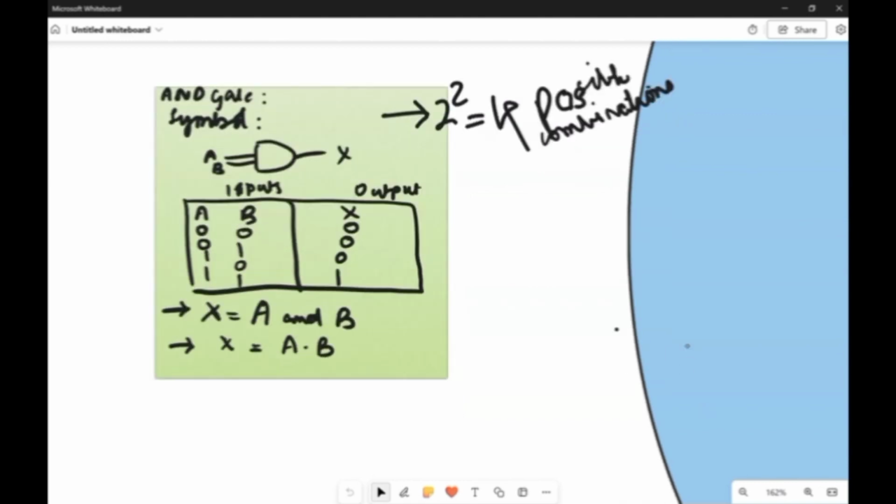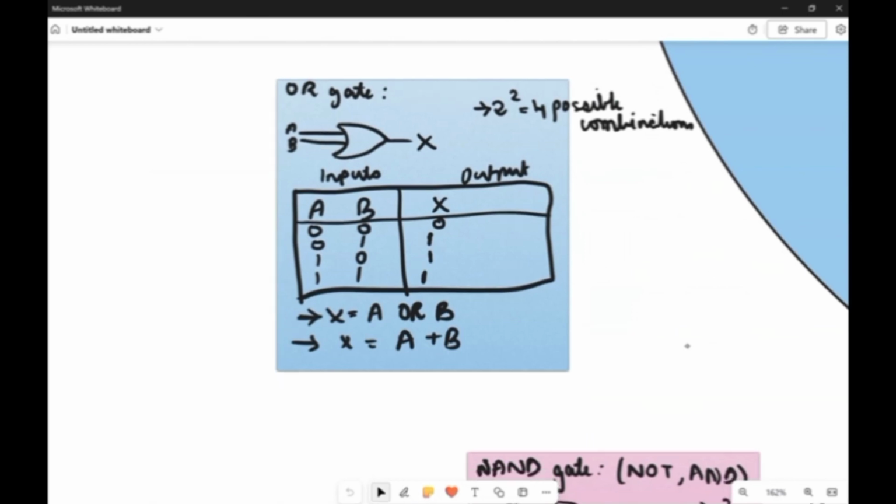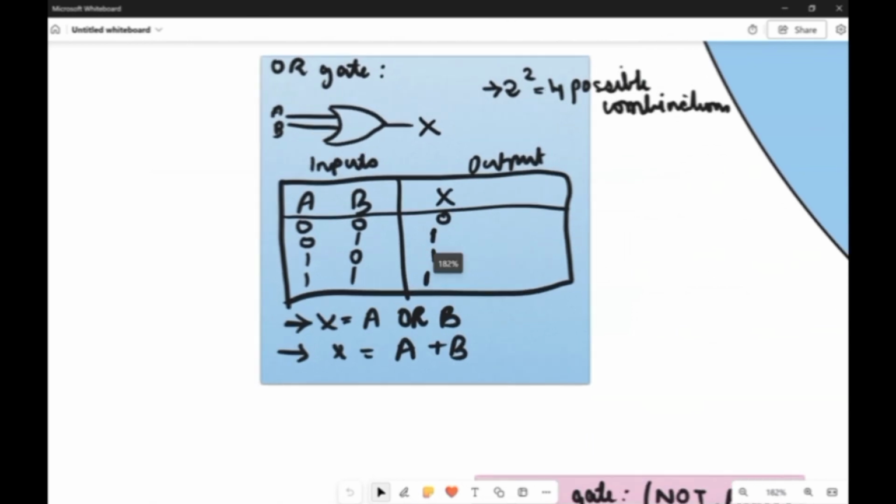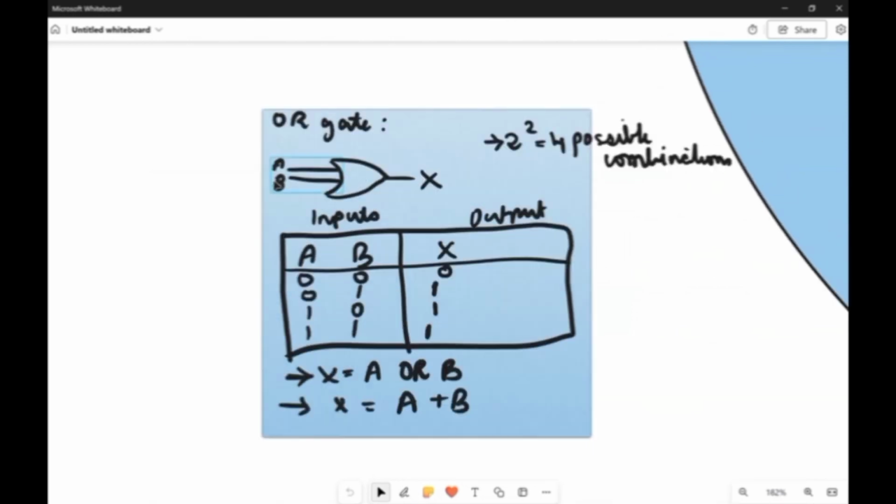Next type of gate. The third type of gate is the OR gate. This is also simple. Again, it takes in two inputs A and B and gives you a specific output X. The possible number of combinations would be 2 power 2, that is 4 possible combinations. Your truth table would again have the same simple combinations that you have to memorize: 0, 0, 1, 1; 0, 1, 0, 1; and your X.